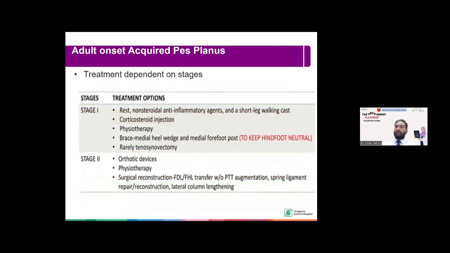Usually stage 1, we would treat them with rest, give them some non-steroidals such as Arcoxia, for example. We sometimes do opt for physiotherapy, injections not so much. And also we give them what we call orthotics, which Gordon, my colleague, would talk to you more about to help with this at stage 1. At stage 2, again, there's physiotherapy, orthotic devices, and then there are other surgeries that can be done as well.